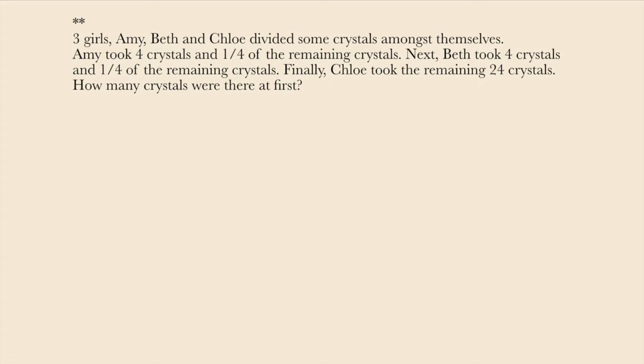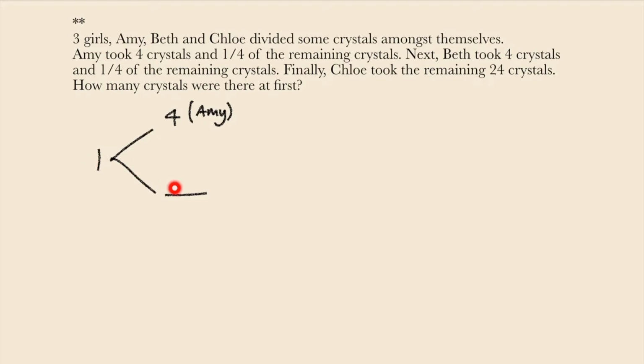And now level 2, 3 girls A, B, and C divided some crystals amongst themselves. Amy took 4 crystals and 1/4 of the remaining. Whoa, this is completely different from what we've been doing so far. The model actually looks like this. We don't know what this real number is. Therefore, saying that Amy took 4 actual crystals means I have no idea what this is. I have no idea. It could be 1 million here.